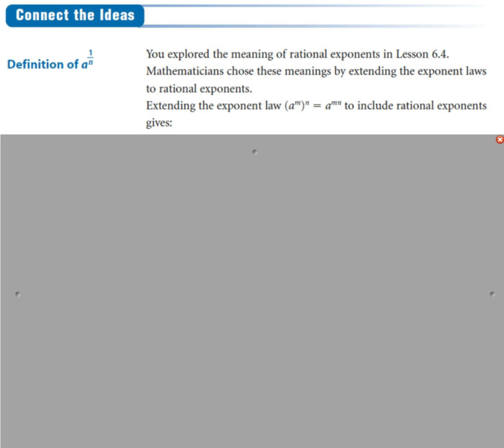All right, first thing we want to do is define the power a to the exponent 1 over n. And we're just going to begin by looking at what we already know, which is the power of a power law. And we're going to extend that just to see how we can actually stumble upon the definition of this power a to the exponent 1 over n. So we know that by power of a power, we're multiplying exponents.